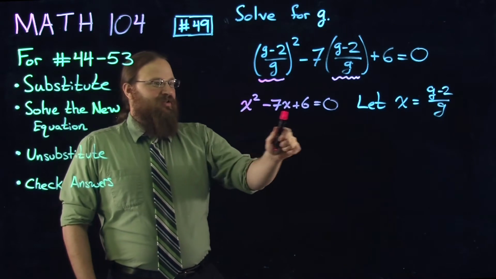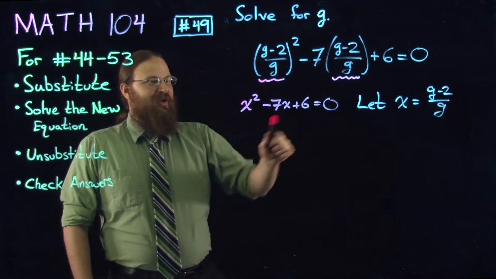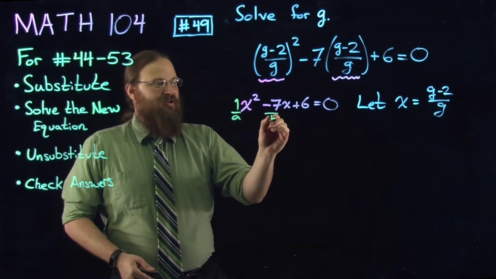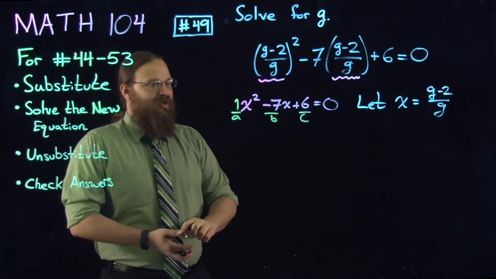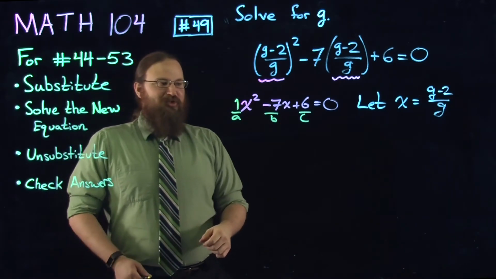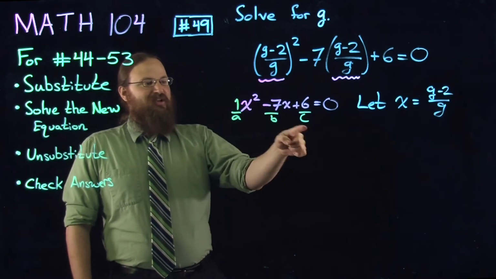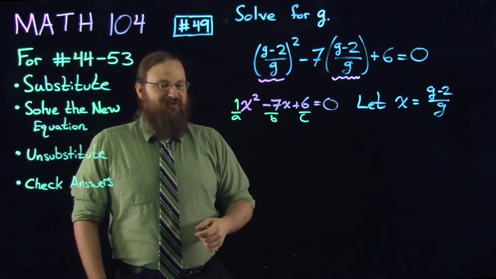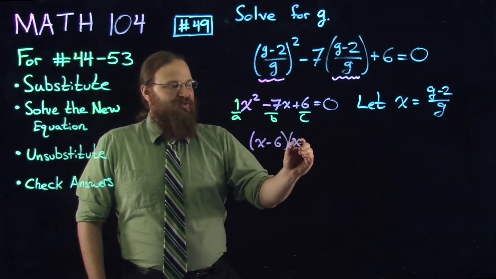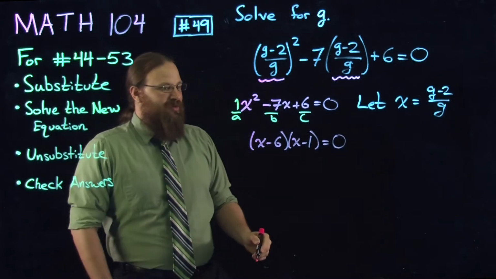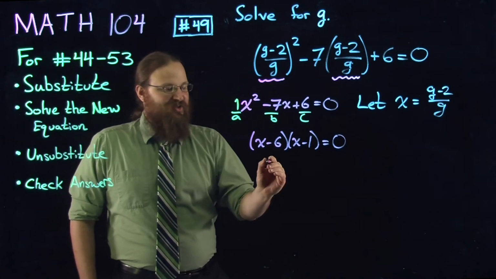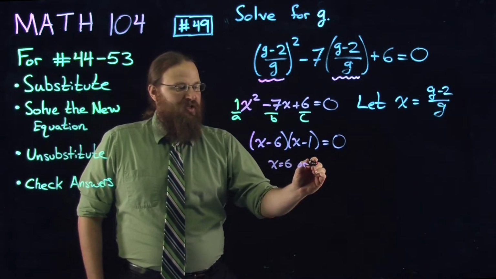In fact, it's one that I can solve for using factoring. Remember our variables, this is a, b, and c. When you're trying to factor, you're looking for two numbers which add up to b and multiply to a times c. So we're looking for two numbers that add up to -7 and multiply to be 6. That's -1 and -6. So we can factor this to be x minus 6, x minus 1, and that all equals 0. This tells us the solutions to this new equation, where x is 6 or x is 1.